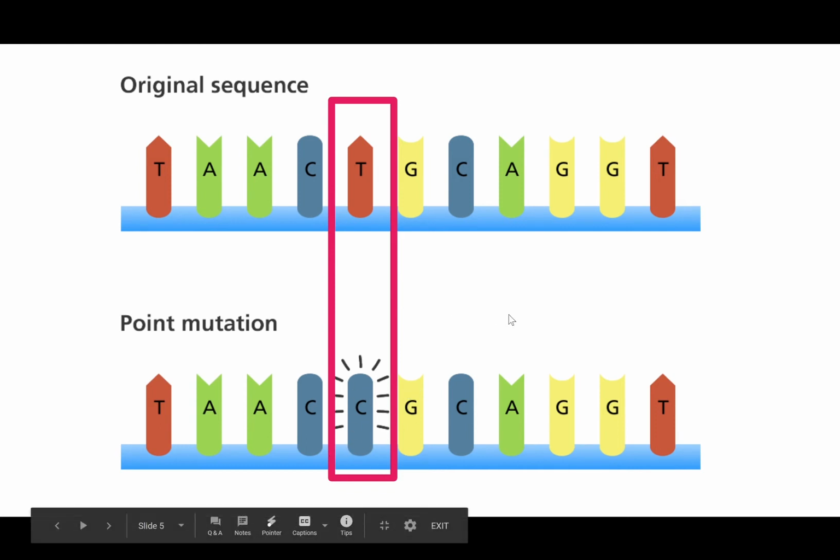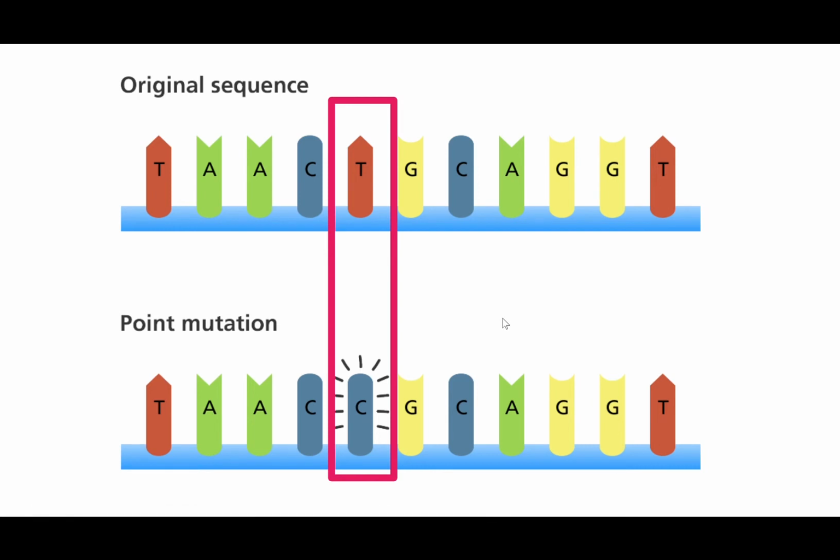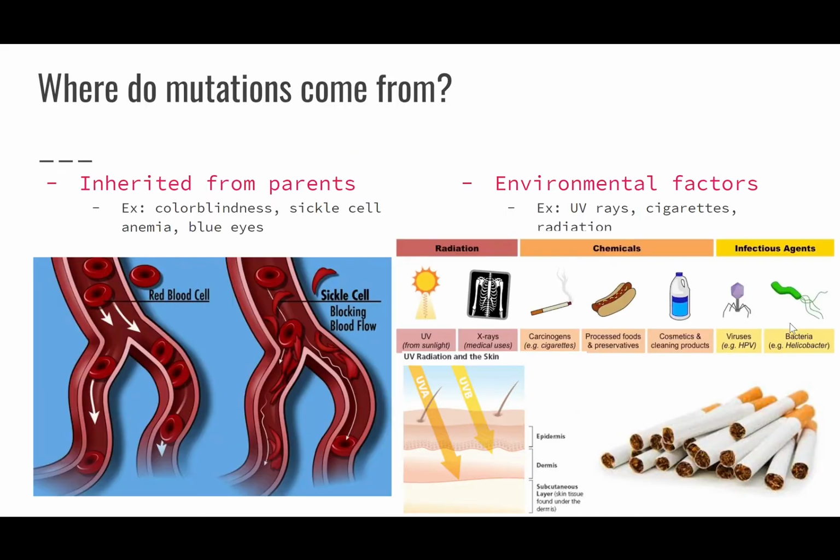All right, and so this could have many different effects depending on where in the sequence it is, what gene it is, etc. And so we'll take a look at that. But first, let's think about where do mutations come from? What causes mutations? So some mutations may be inherited from the parents. And so this would be when the parents' gametes, so they're either their egg cells or their sperm cells, something goes wrong with the DNA in those cells, and then the child is then born with some kind of mutation.